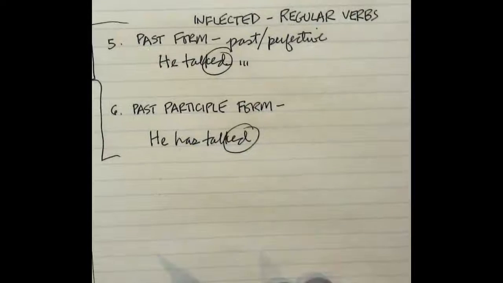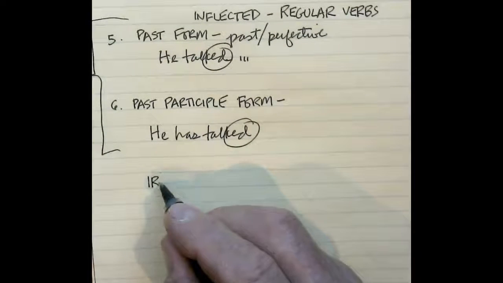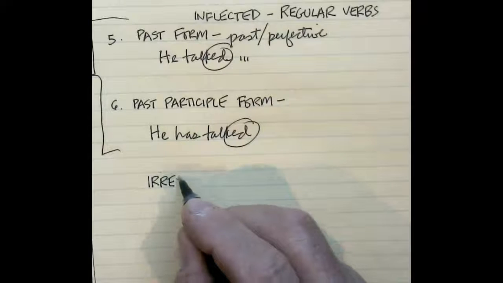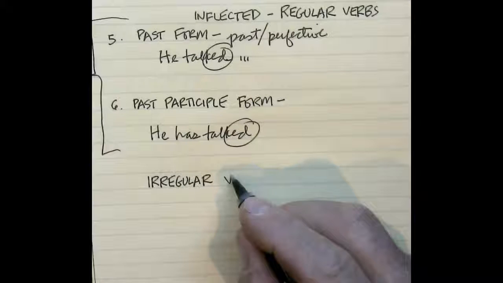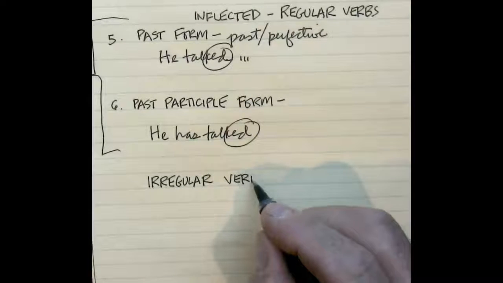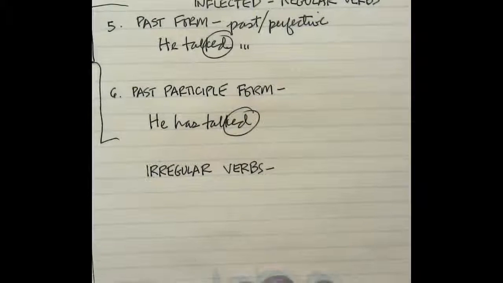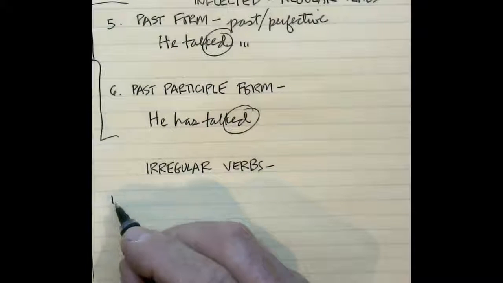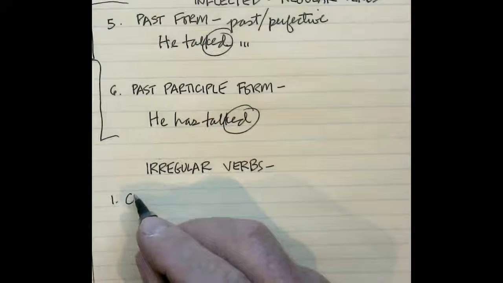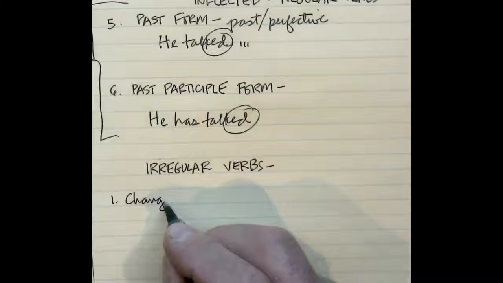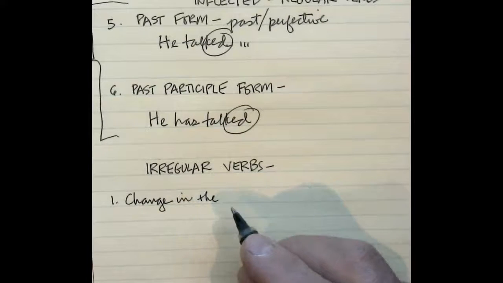Now, irregular verbs have a different way to inflect for the past and the past participle forms. So let's take a look. Now, one way that irregular verbs inflect is they make a change in the vowel sound.